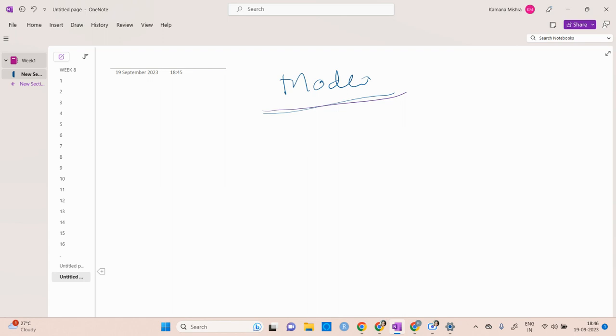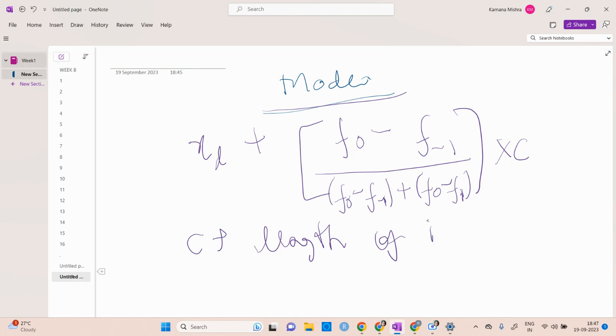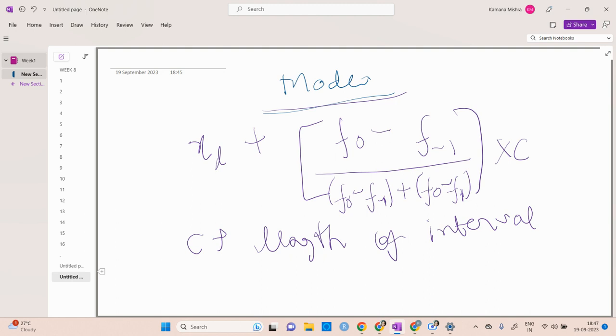So the formula for the mode is xl plus f0 minus f minus 1, divided by f0 minus f minus 1 plus f0 minus f1, into c. Okay, so I'll just write what these things are. c is firstly the length of the interval. In the question you can see whether it is 10 or I think it's 5. So 35.5 minus 30.5, it will be 5.